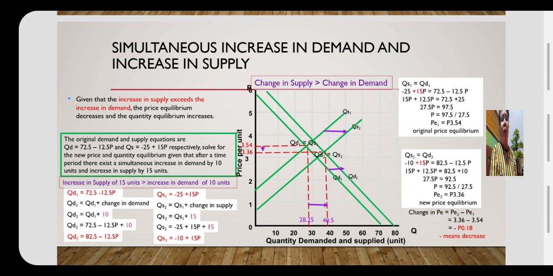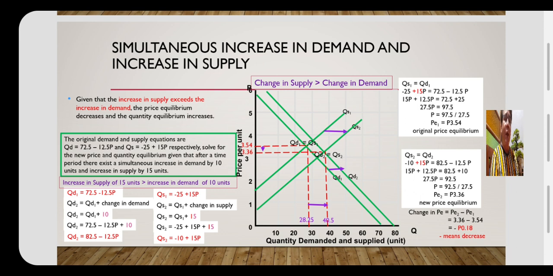Now that we have our original demand and supply equations and new demand and supply equations, we can now derive mathematically the value of the original price equilibrium and the value of the new price equilibrium. In the last video that we have watched, we already dealt with how the original price equilibrium can be solved and how the new price equilibrium can be solved.